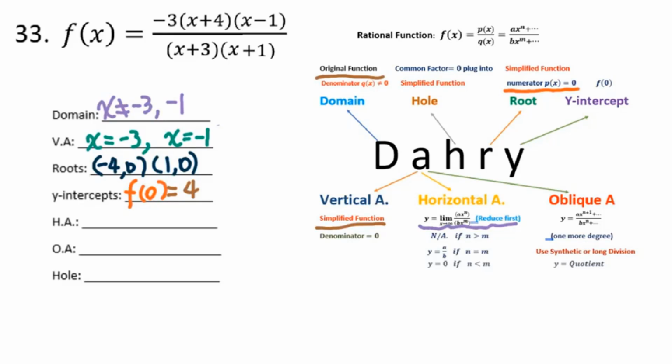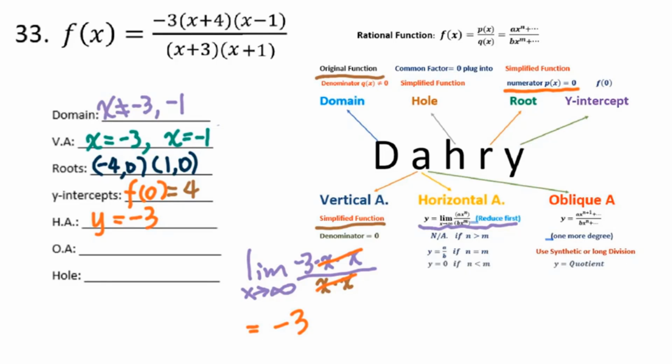Therefore, limit as x approaches infinity. We need the leading term for the numerator, that will be -3 times x times x. Just make sure for each factor you get the leading term. Denominator, that will be x times x. Reduce, you will get -3. Therefore, y equals -3 will be the horizontal asymptote line.